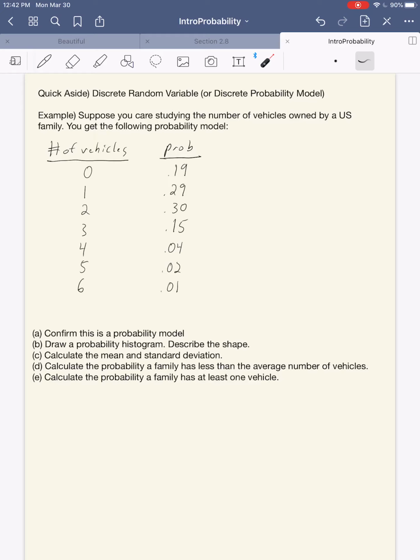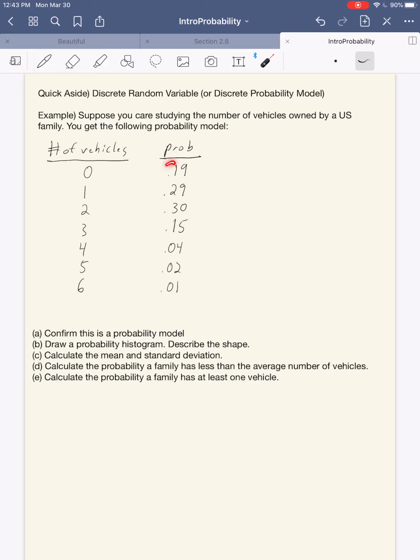So to do this, we're just going to take a look at an example, right? What we're going to see is a probability model here, but the outcomes are going to be values of what we would normally see as a quantitative statistical variable. So in the example, we're going to suppose you are studying the number of vehicles owned by a US family. So you get the following probability model.